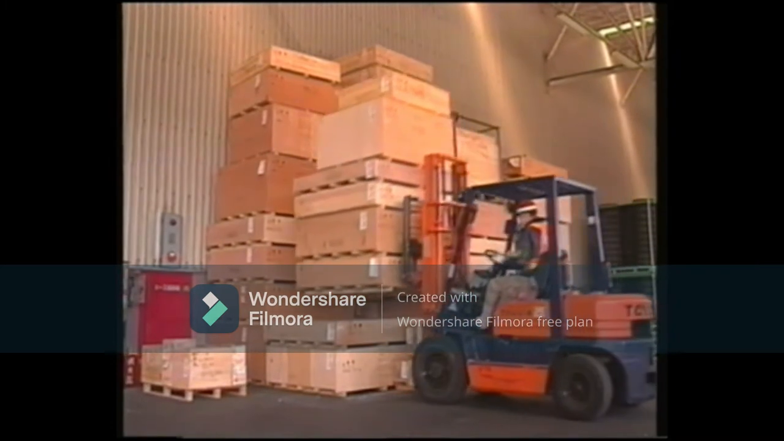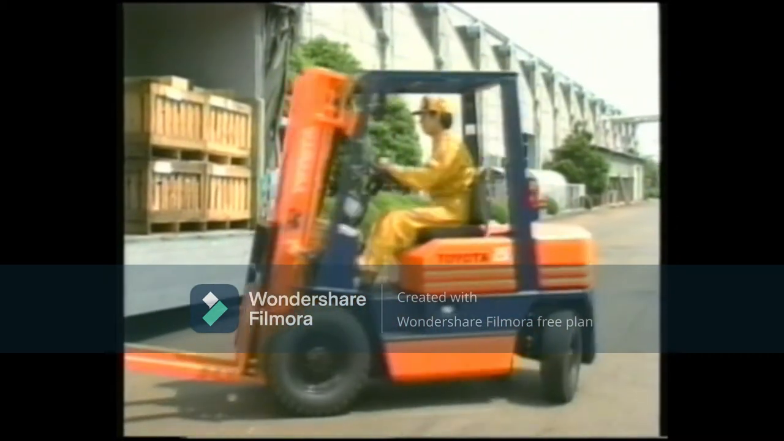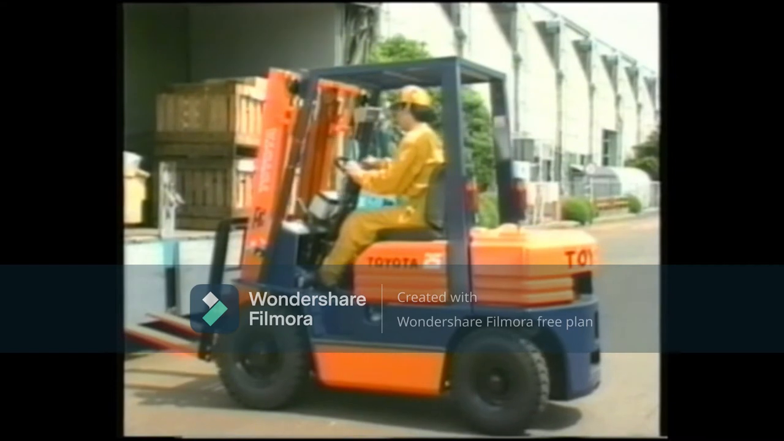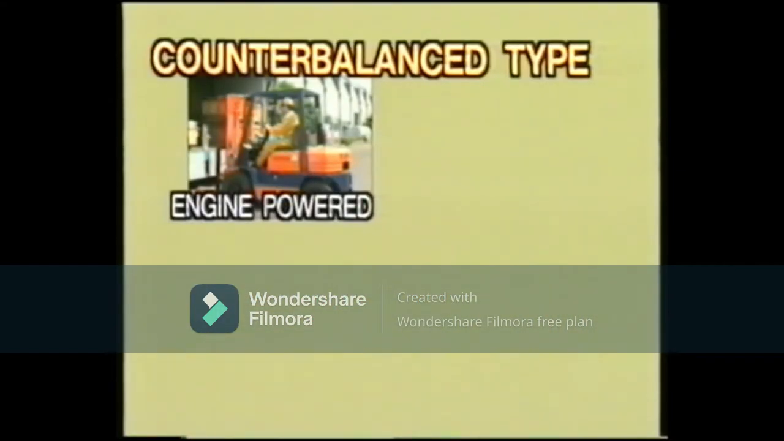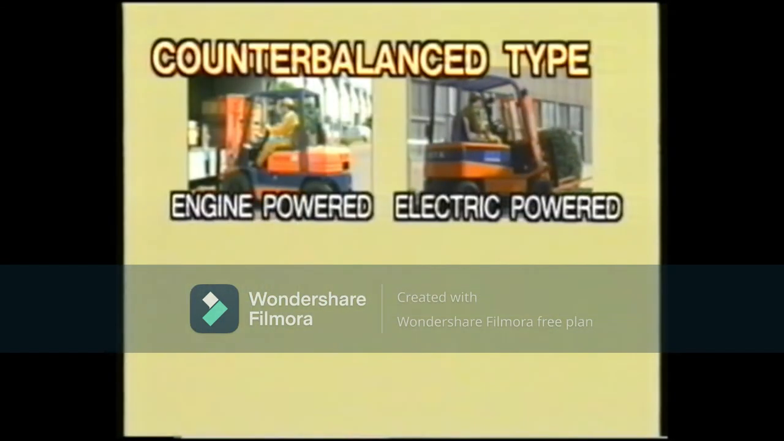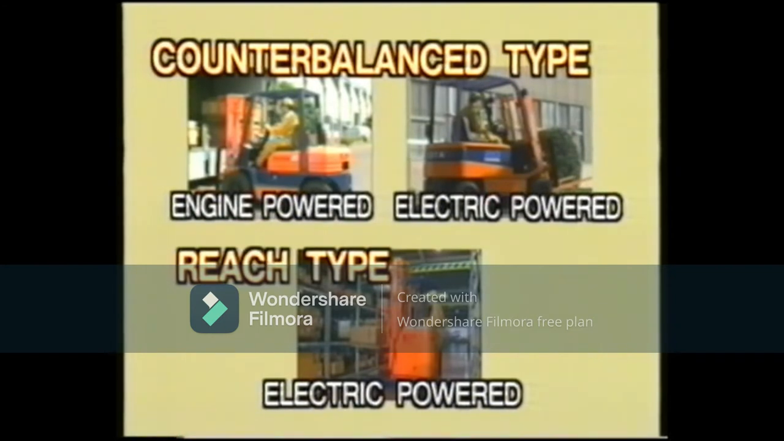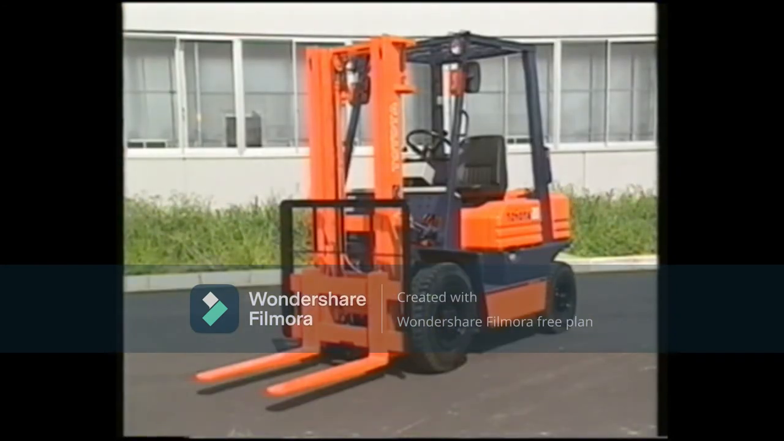There are many types of forklifts designed to serve different purposes. The most common one is the counterbalanced forklift that is powered mechanically by an engine, or electrically by a battery. This is a reach type electrically powered forklift. In this video, you will learn basic knowledge about the counterbalanced engine powered forklift trucks.